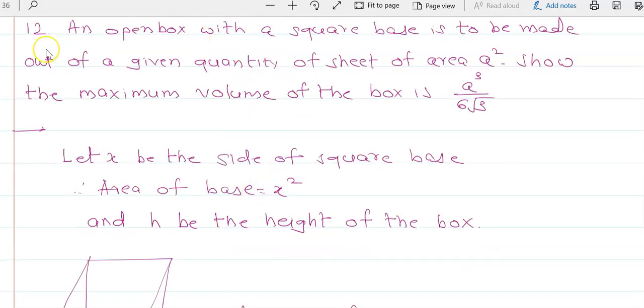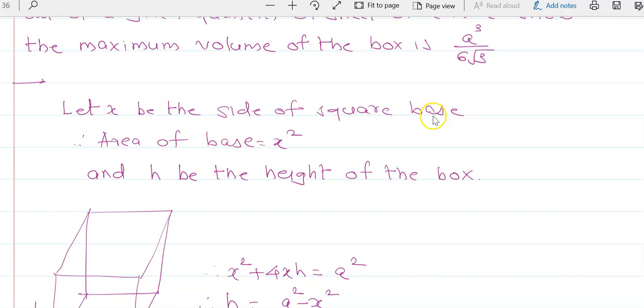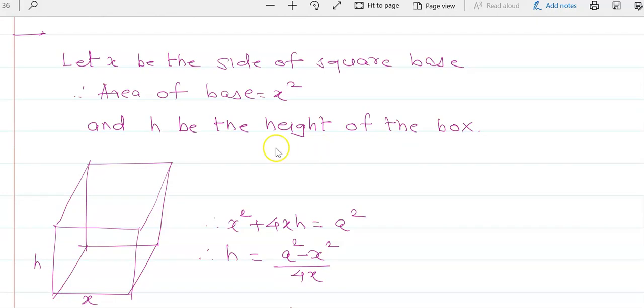Now the next example: an open box with a square base is to be made out of a given quantity of sheet of area A square. Show that the maximum volume of the box is A cube upon 6 root 3. Here, let x be the side of the square base. Therefore the area of the base is x square, and let h be the height of the box.